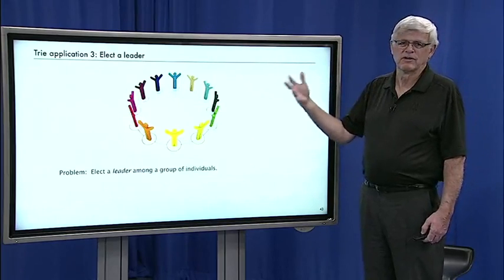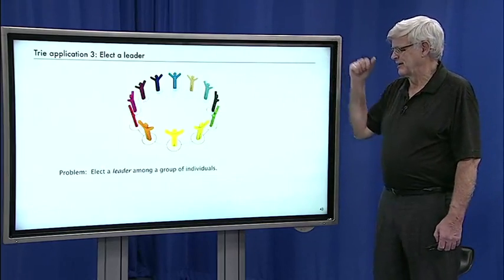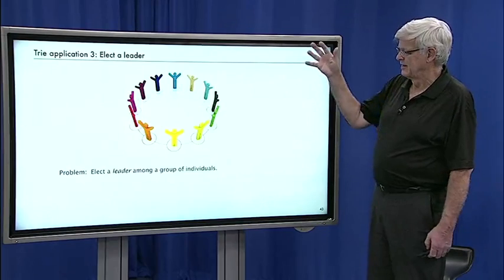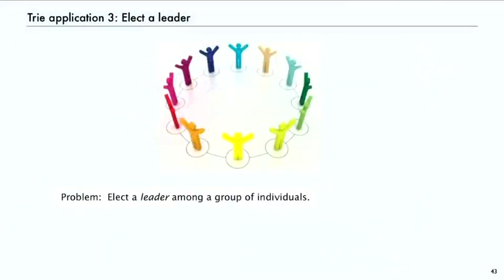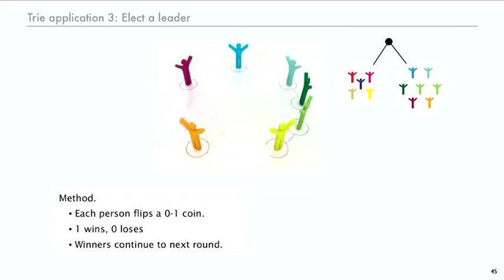Here's another application of tries. Tries is a model for a so-called leader election algorithm. This is important in distributed systems. So the idea is you have a group of individuals and they need to elect a leader. And what they're going to do is each flip a coin. It's distributed, it could be a large number of them, they'll each flip a coin. We'll count ones as winners and zeros as losers. So everybody that gets a 1 when they flip a coin survives for the next round. And the ones that got 0 are gone.